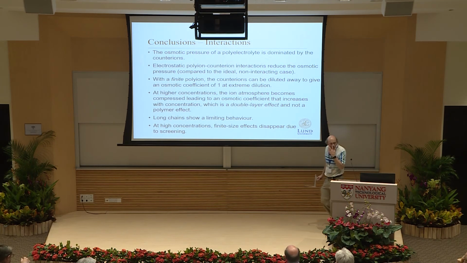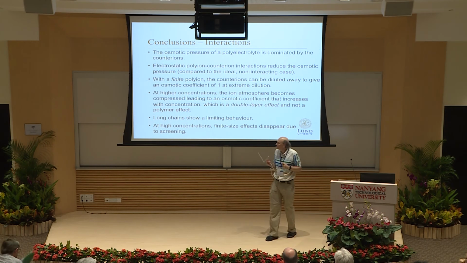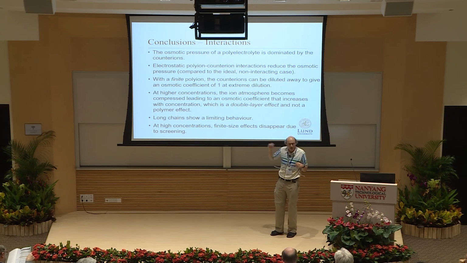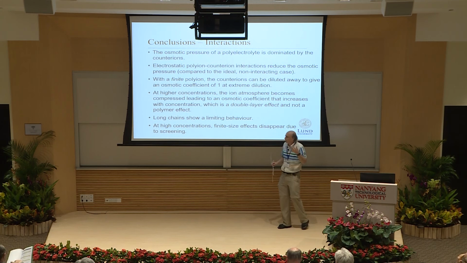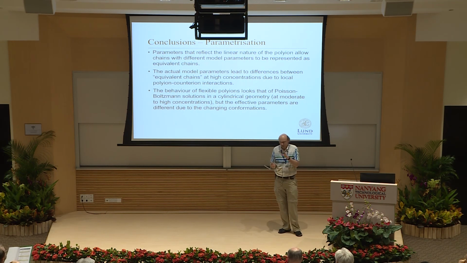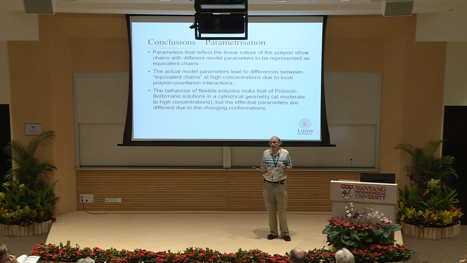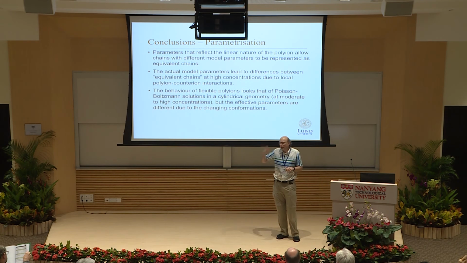So with that, I'll conclude. The osmotic coefficient for a polyelectrolyte system is dominated by the counter ions. The counter ions and the polyion attract and reduce the osmotic coefficient. For a finite object, we can dilute the counter ions and in principle get an osmotic coefficient of 1 at infinite dilution. But at higher concentration, there's a double layer effect that will increase the osmotic coefficient. And we have a long chain limit and screening, which is perhaps not so surprising. We should use linear parameters to describe the chains, and that gives us a general behavior at lower concentrations. At high concentration, the actual way that we have modeled the chain has some effects we call local interactions. Poisson-Boltzmann has the right general behavior, but we need to rescale our parameters to use Poisson-Boltzmann theory.